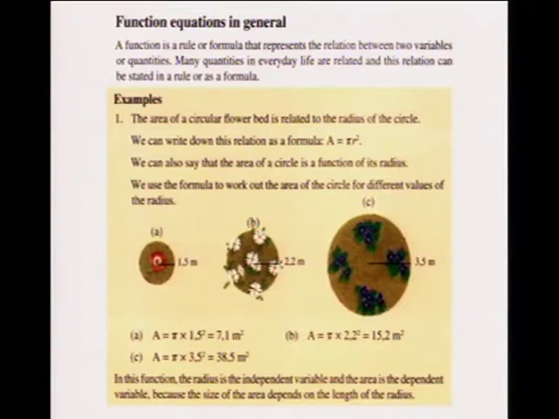And remember that circumference of a circle, C, is equal to 2 times pi radius. So there's a difference. Learn your formula. So then you can find your areas of the circular flower beds. Look at the examples.